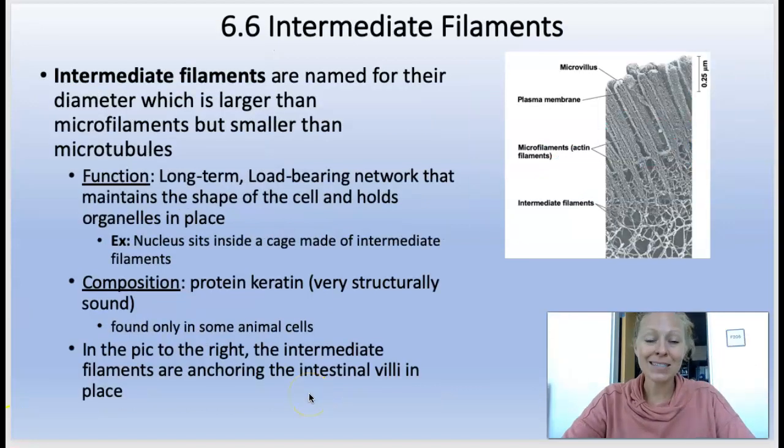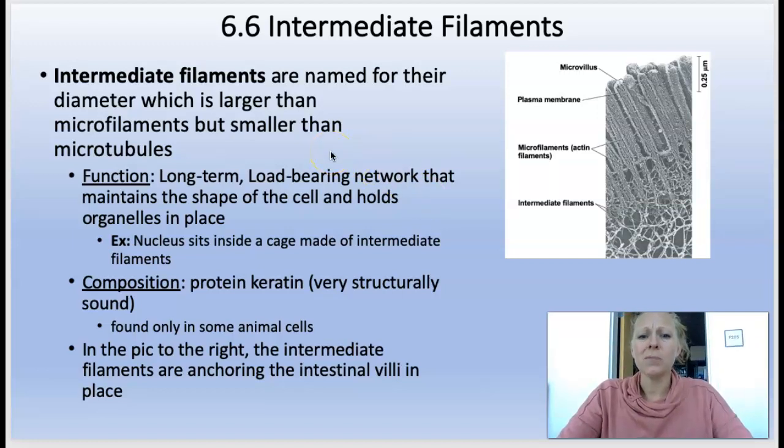For our last cytoskeletal element, we're talking about intermediate filaments. They are named for their diameter, so they are the intermediate. They are smaller than the microtubules, which are the big tubes, and they are larger than the microfilaments, which are the thin rods. The function of these are truly the sort of long-term load-bearing skeletal elements. They are composed of keratin, so they are structurally sound.